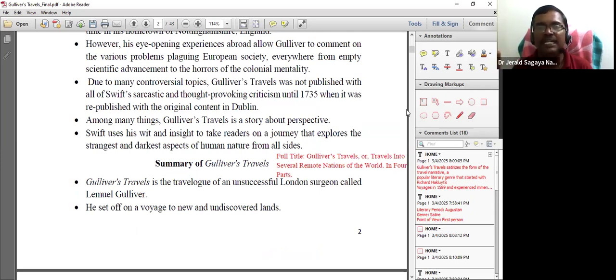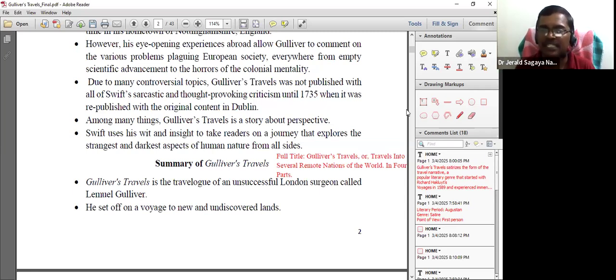Gulliver's Travels, its full title is Travels into Several Remote Nations. A remote nation in the sense, there is a possibility that these nations which are discussed in the novel might exist. We cannot say completely that they do not exist. There are possibilities of such places. But to tell the truth, there is no such place.